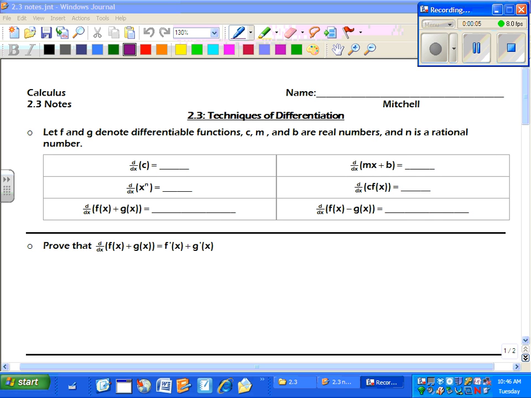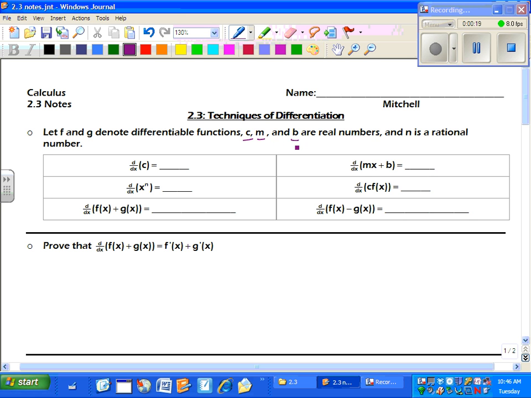Alright, for the top here, we have some derivatives, a couple things that we've talked about already, and a couple new ones. It says let f and g denote differentiable functions. c, m, and b are real numbers, so they're just constants, and n is a rational number. That just means it can be written as a ratio. So it could be a fraction, a whole number, or an integer for this exponent.